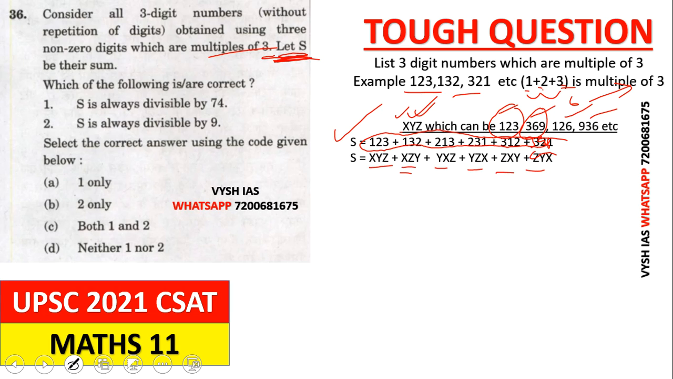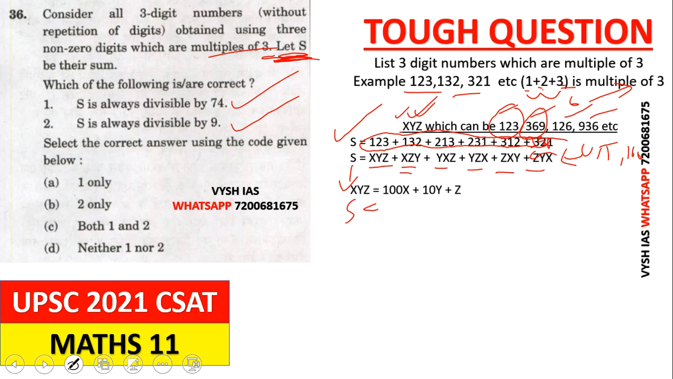Meaning I simply took the units place, tens place and hundreds place, and I just put the 6 combinations. So this is the sum. They are telling this sum is definitely divisible by 74 or divisible by 9. Now I am sure you will not know how to do it. So what you have to do is simply add it up, the sum on the left side and add up the right side.